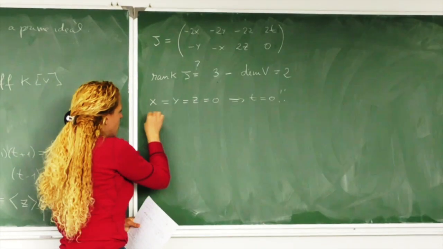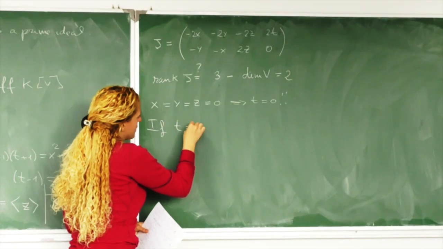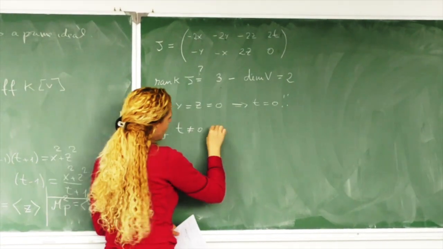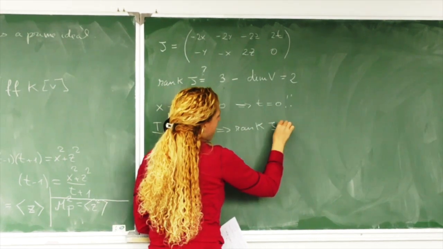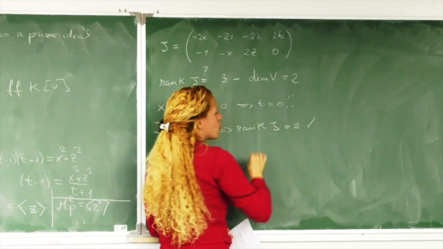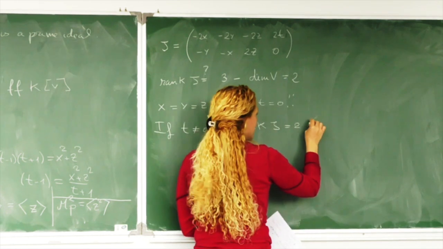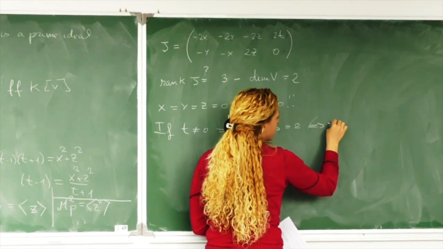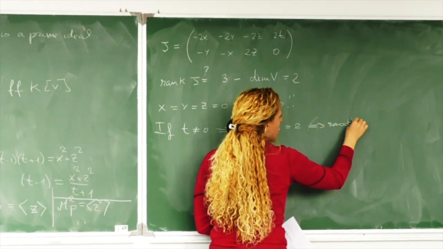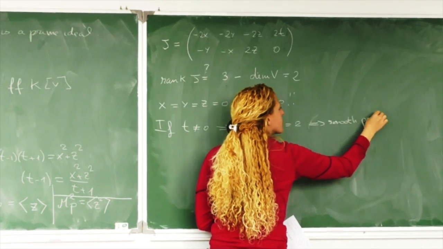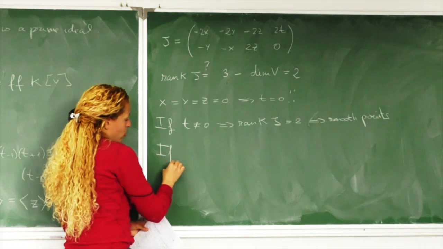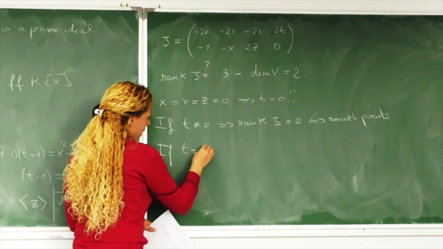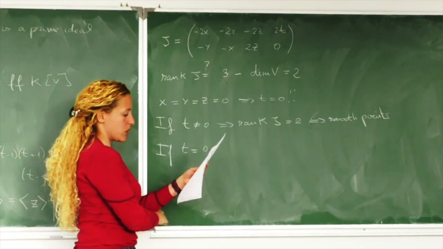So if t is different from 0, then the rank is 2. So we have smooth points. Okay, now let's consider the last case. So if t is equal to 0.